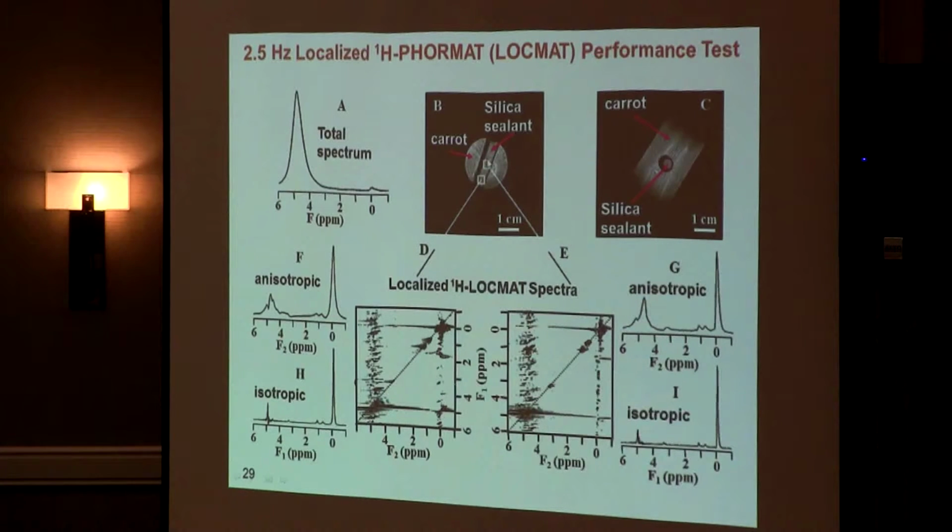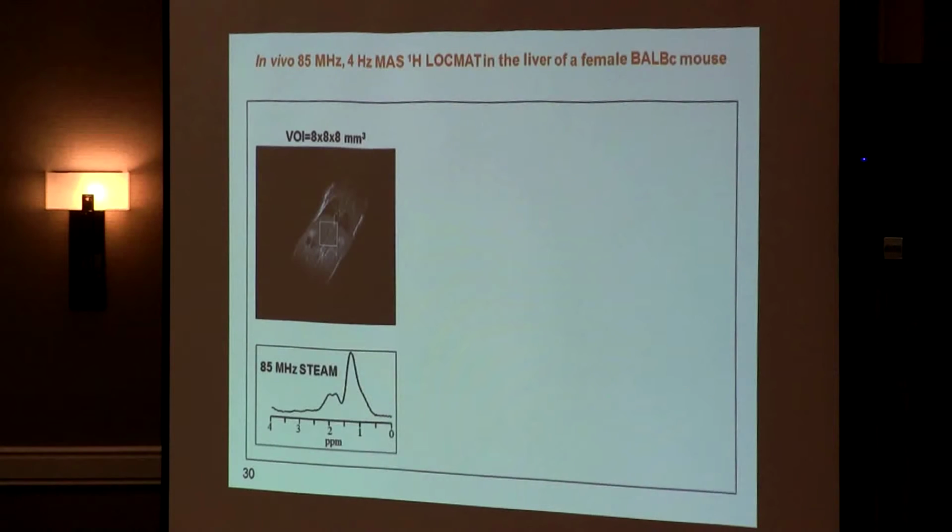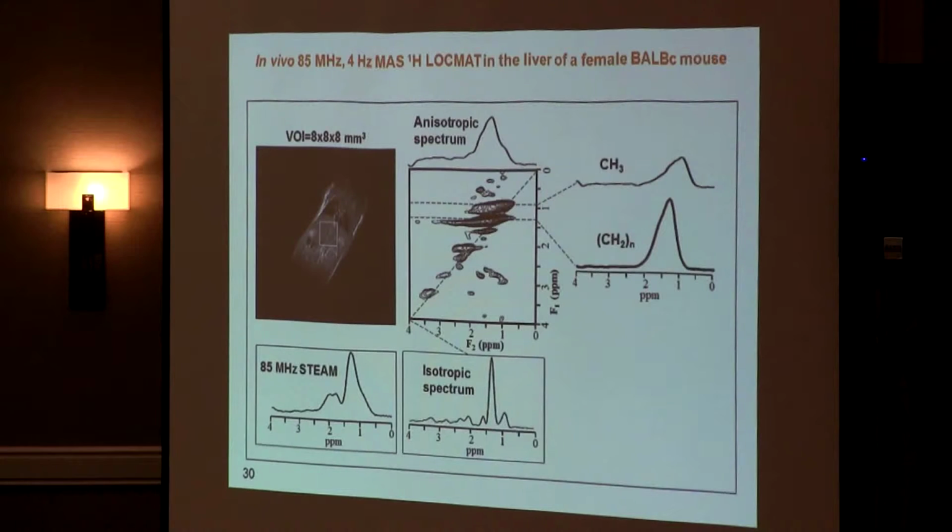So this is an example showing a phantom sample. We put carrots inside the silicone gel. For this one, with the silicone sealant around a piece of carrots, we wanted to pick up a signal from the carrots. If we do not do localized spectroscopy, we get this huge water signal. And if we do localized spectroscopy in this range, we pick up the silicone sealant signal. So the method works. And then we apply it to a live mouse.